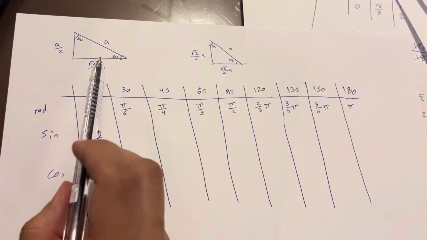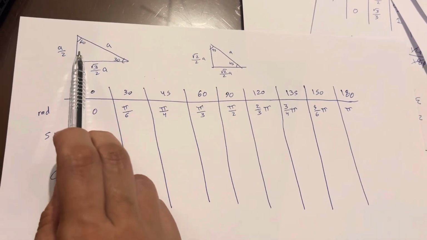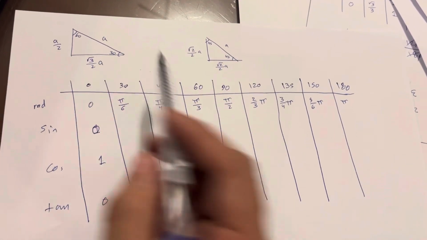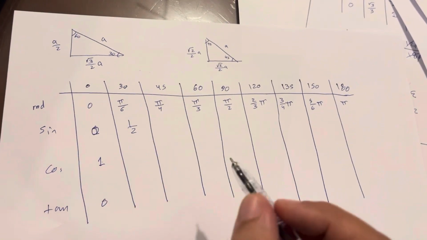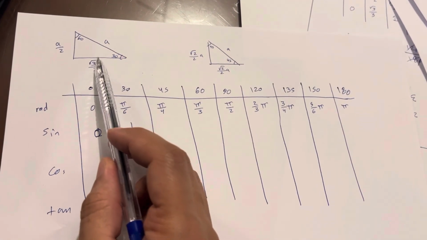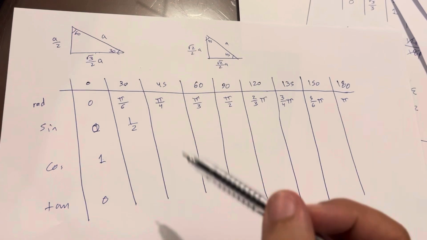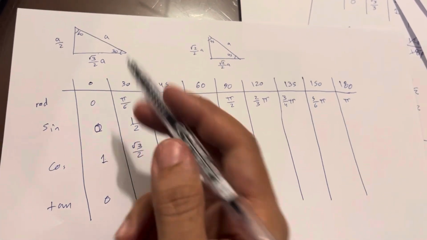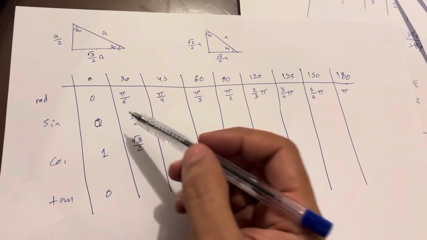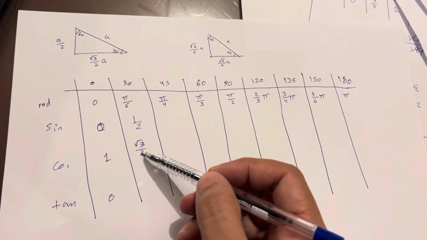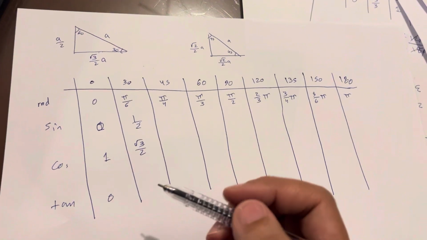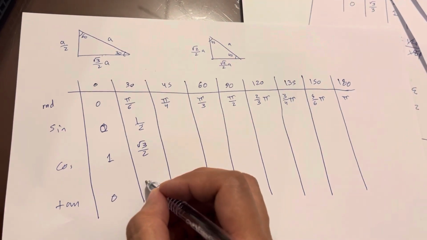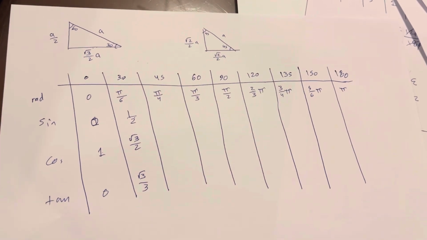For the 30 degree, the sine is equal to the opposite over the hypotenuse, so A over 2 divided by A, so 1 over 2. The cosine is equal to the adjacent over the hypotenuse. The adjacent is radical 3 over 2. Of course A will cancel the A. And the tangent is this over this. So it will be 1 over radical 3. And you will have to multiply by radical 3 up and down. So this will be radical 3 over 3.